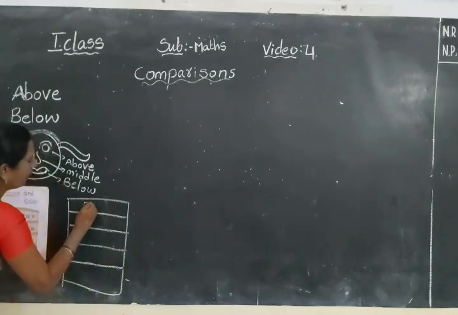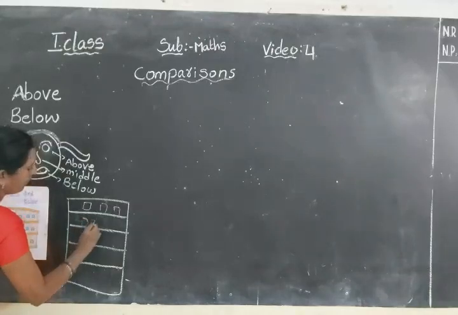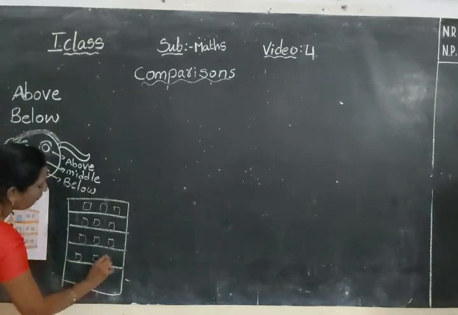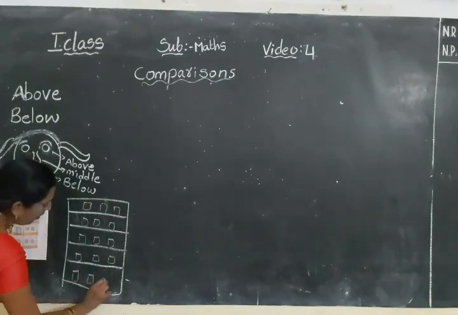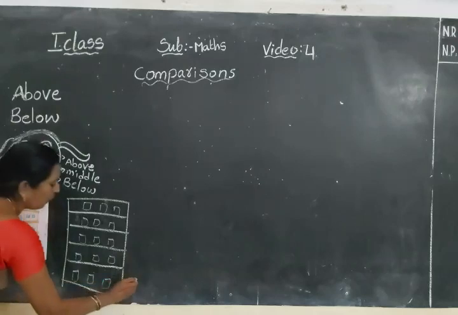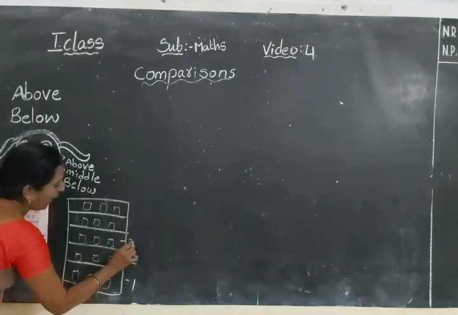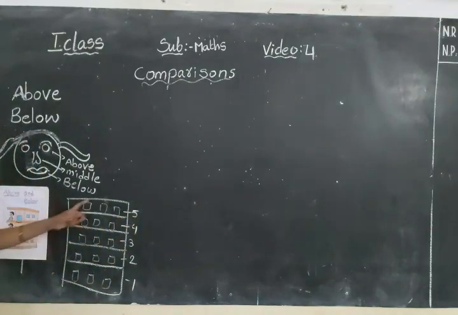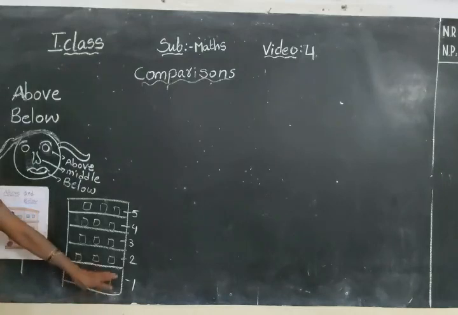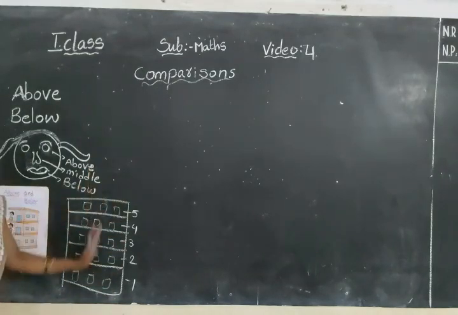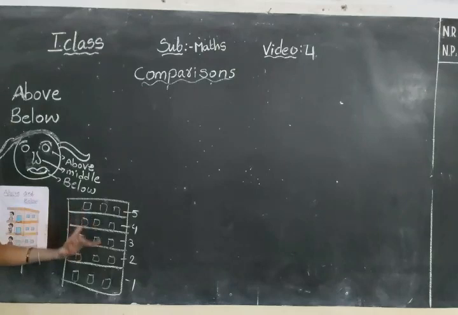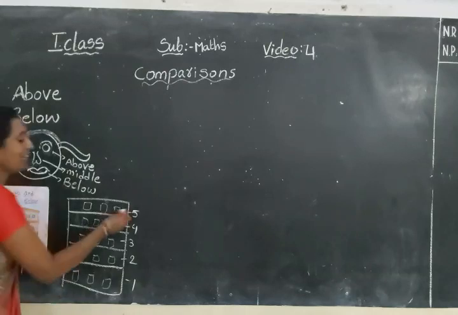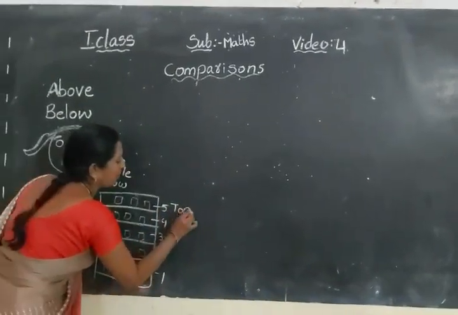This is the apartment. In this apartment, how many floors are there? See that? How many floors? 1, 2, 3, 4, 5. Here in this apartment, how many floors are there? First, second, third, fourth, 5 floors are there. What is the above floor? That is the top of the floor. The 5th floor is in the top position.